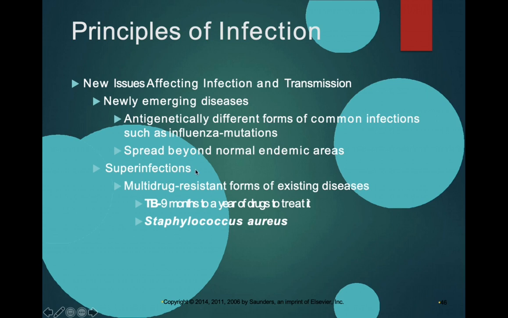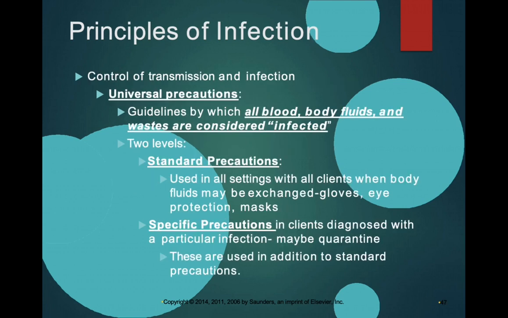There are superinfections, which are drug resistant. They're multi-drug resistant forms, also called superbugs. TB could take nine months to a year to treat. They use different cocktails to try to treat it, as well as with Staphylococcus aureus.